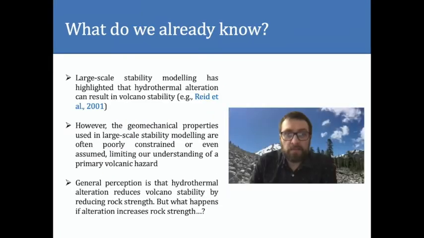Although large-scale modeling has shown that hydrothermal alteration can result in instability, models have thus far used poorly constrained or even assumed mechanical property input parameters. There's simply not enough data. Further, conventional wisdom is that alteration reduces stability by decreasing the rock's strength. However, less is known as to how porosity-reducing alteration can influence volcano stability.